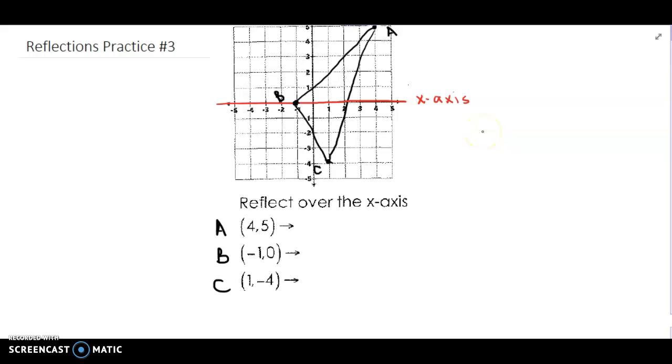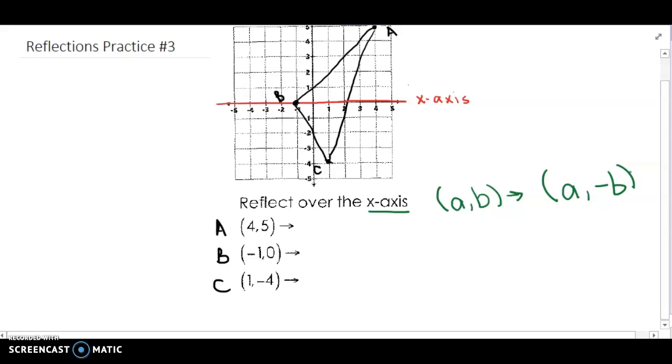All right, so let's look at practice problem number 3. Now this one I'm reflecting over the x-axis. So I have drawn a line where my x-axis is here in red. And we do have a rule for reflections over the x-axis. So if we look at that foldable we did before we did this sheet, we find that our rule for reflecting over the x-axis, (a, b) goes to (a, -b). So all we're going to do is change the sign of our y coordinate.